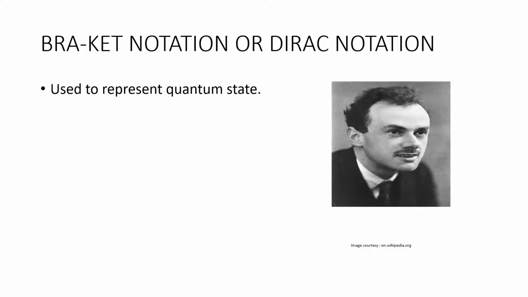Paul Dirac was an English theoretical physicist who is regarded as one of the most significant physicists of the 20th century. Dirac made fundamental contributions to the early development of both quantum mechanics and quantum electrodynamics.